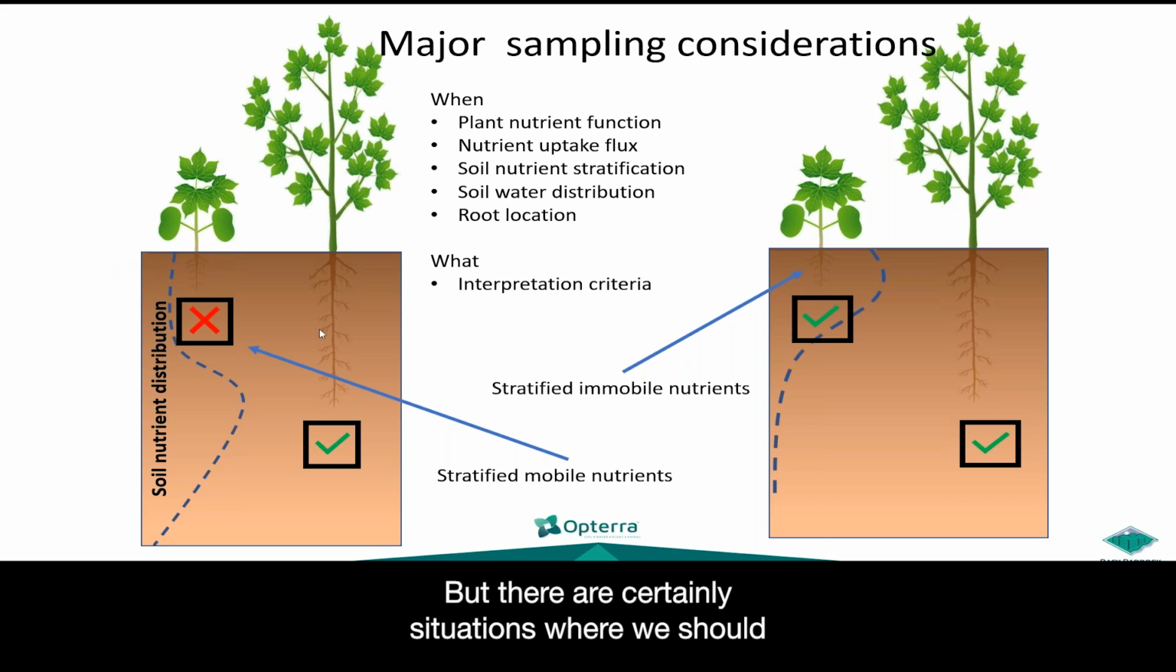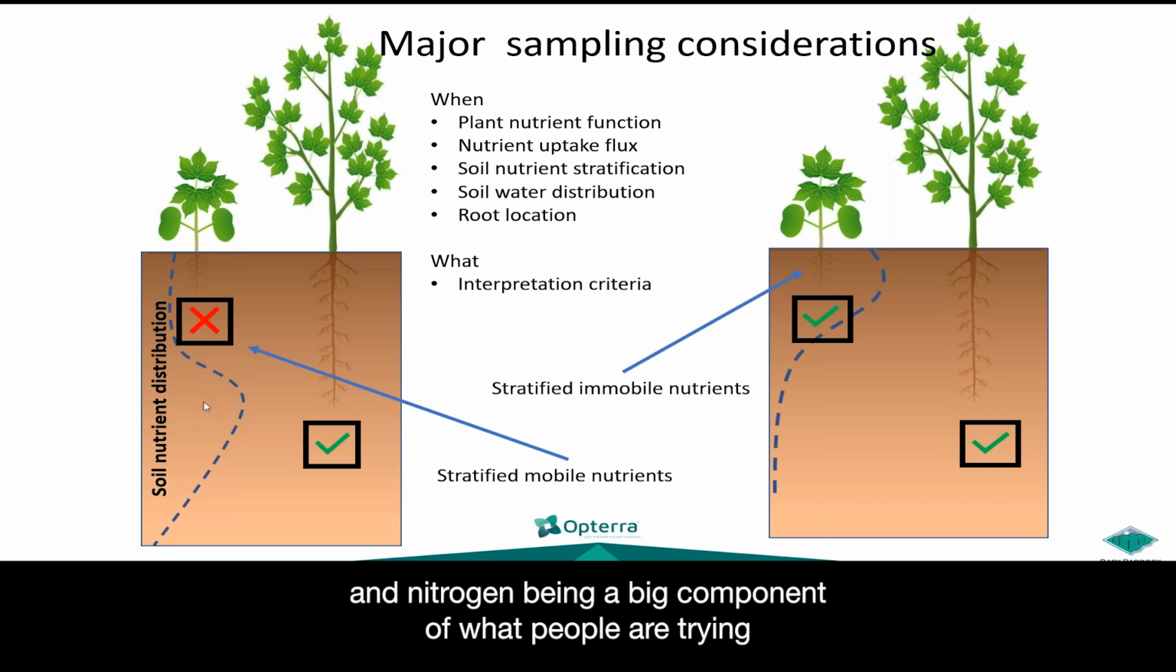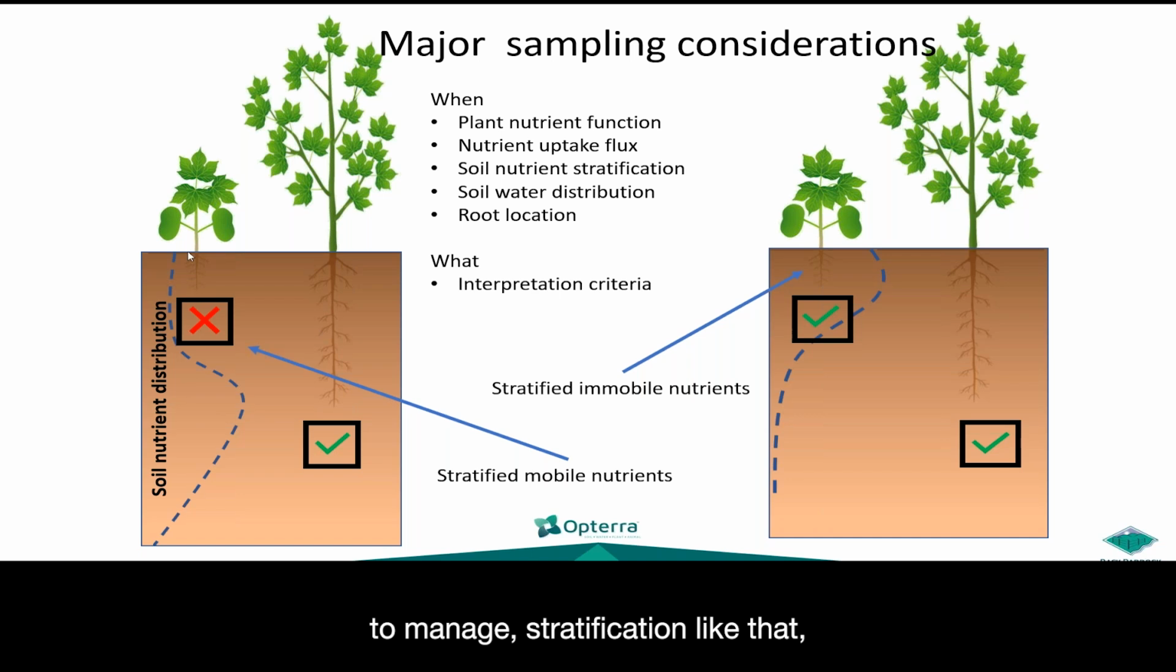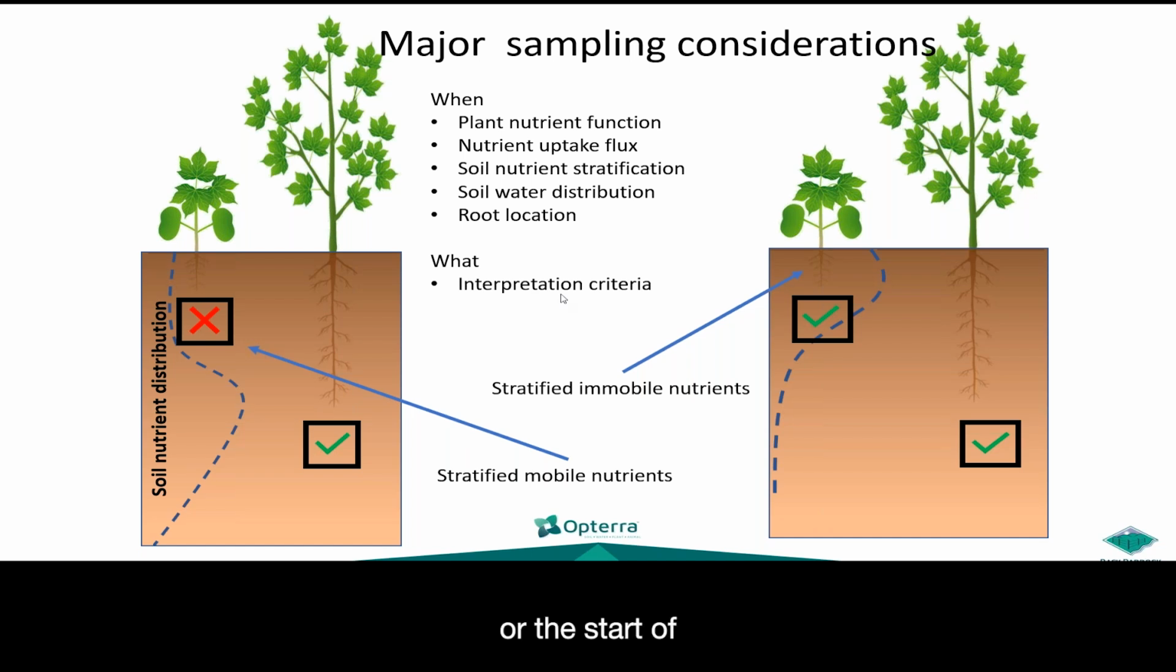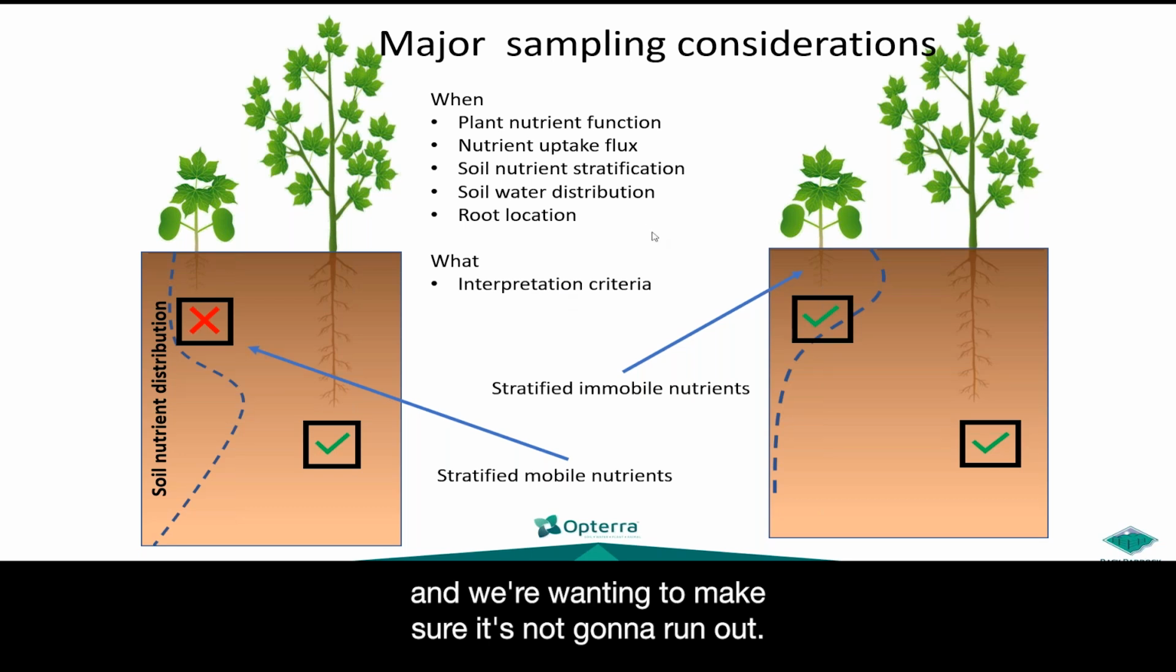But there are certainly situations where we should, and nitrogen is a big component of what people are trying to manage. With stratification like that, you've got to know where the roots are. So knowing where they are, what plant part, and the timing, we come up with something that's going to sample the plant when it's seeing the maximum, or the start of the increase in nutrient supply, and we're wanting to make sure it's not going to run out.